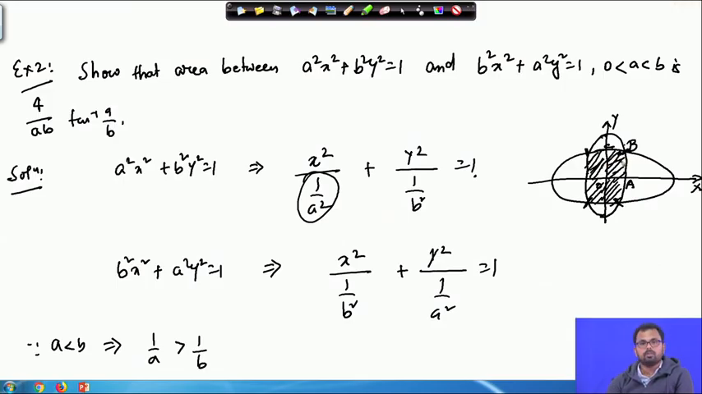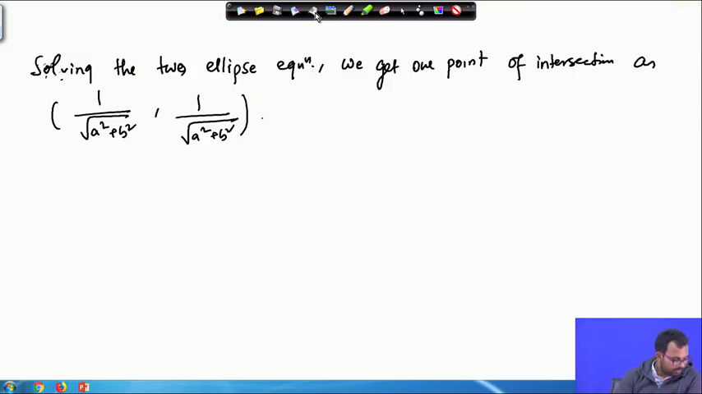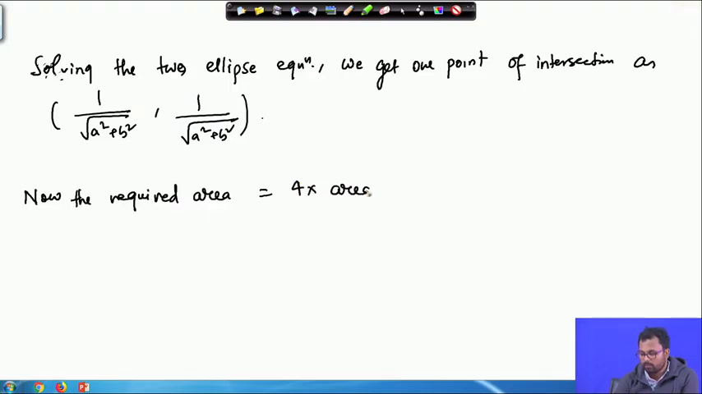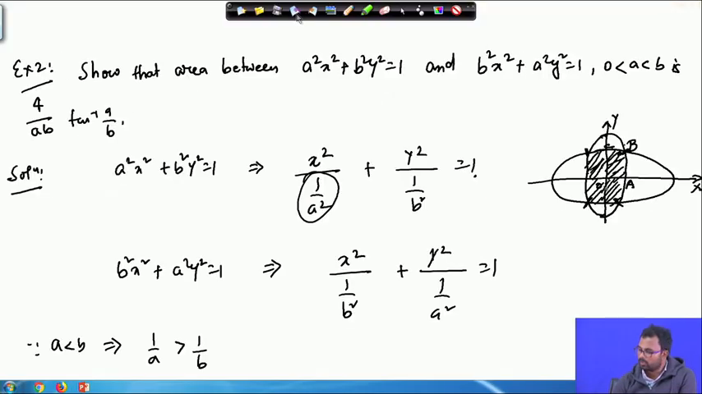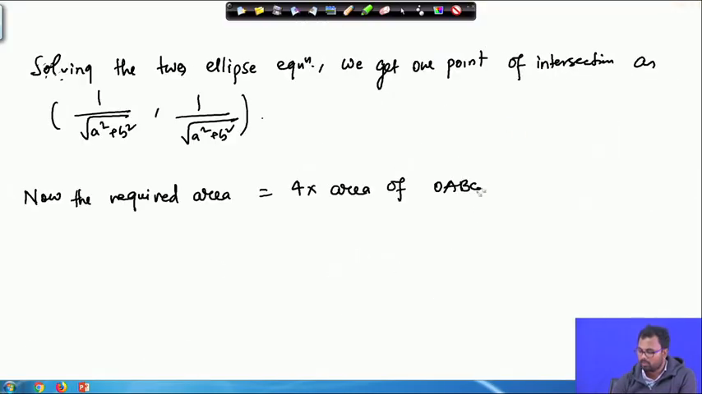So we are just focused in this first quadrant, because we will multiply the area of the first quadrant by 4. Okay. So now that we have the point of intersection, we will now write the required area is equal to 4 times the area of what I have named OABCO. So the required area is 4 times the area of OABCO.